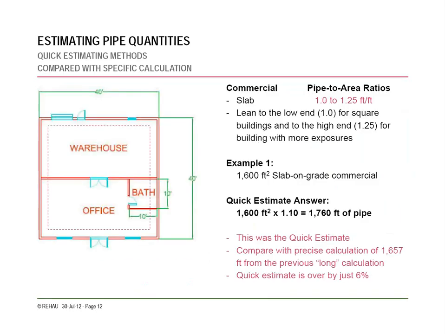The quick way of estimating would just be to say you have a slab that's 1,600 square feet. You take a pipe area ratio for a commercial slab of 1.1, and you get 1760. So you've only overestimated by 6%, which is pretty acceptable. I'm going to give you some quick starting numbers to use here at the end that'll help simplify this even further and make a little more sense.